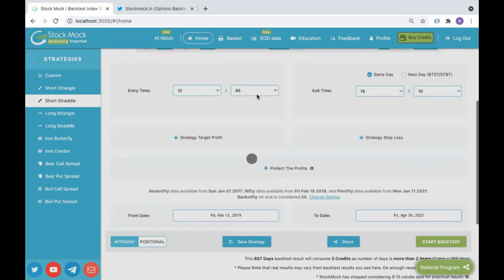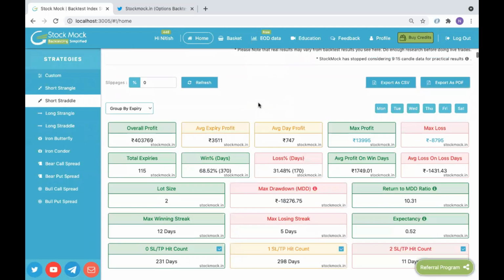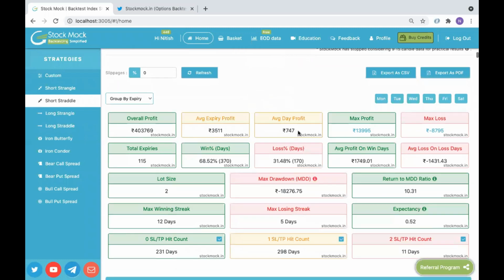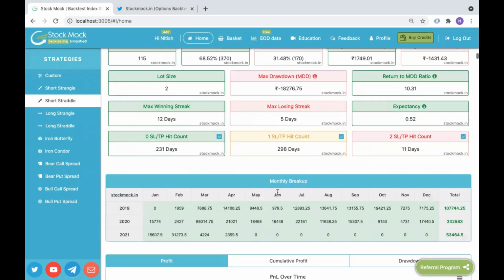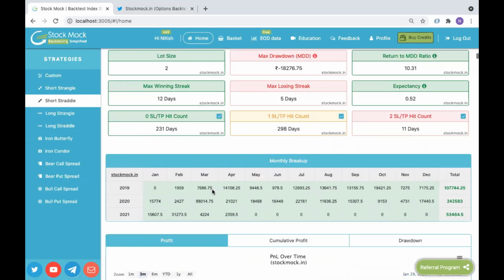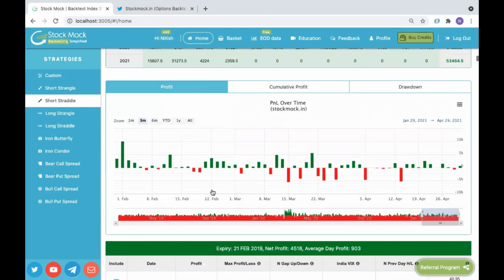So now what I've done is I've not entered at 12:30. I've actually entered at 10:45. Oh, 10:45 results improved a lot. So 747 is this thing. Drawdown is under 20,000, which is very good. No losing months as of now. Obviously, brokerages would be added in this, so there would be some loss-making months, but that's fine.